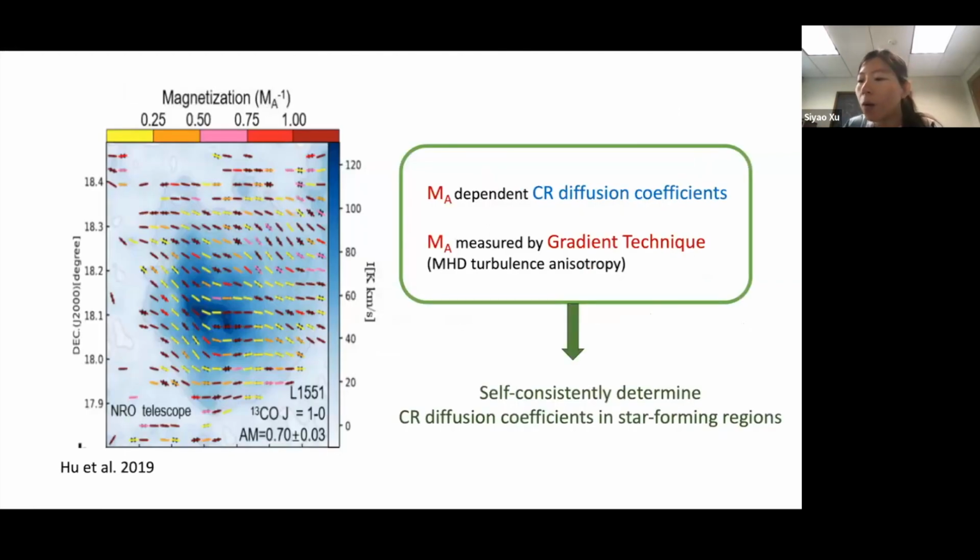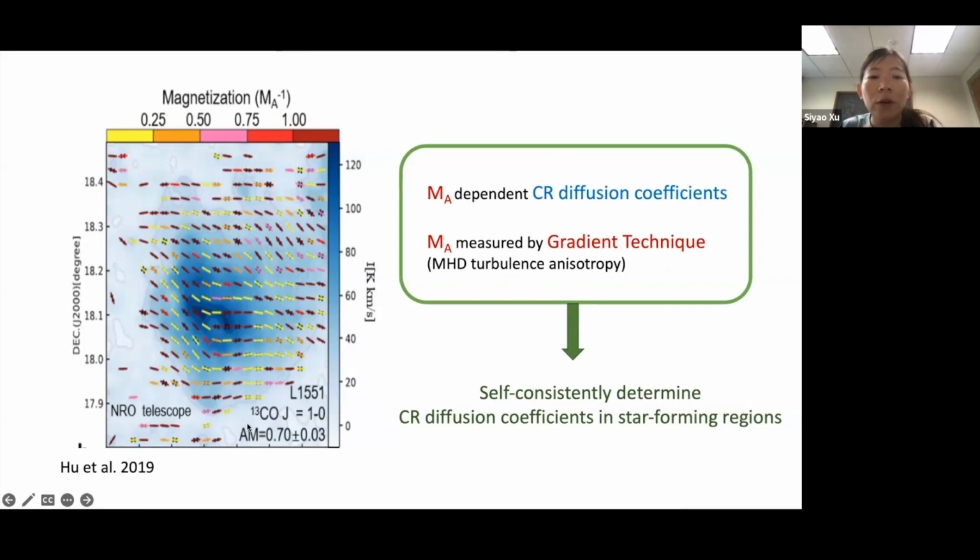Okay, so now we know the theoretically and numerically tested MA-dependent cosmic ray diffusion coefficients in both the parallel direction and perpendicular direction. How can we relate this to realistic astrophysical media? We need the gradient technique that I also mentioned earlier, which is also based on the same anisotropy of MHD turbulence. For example, this is done by Yue Hu.